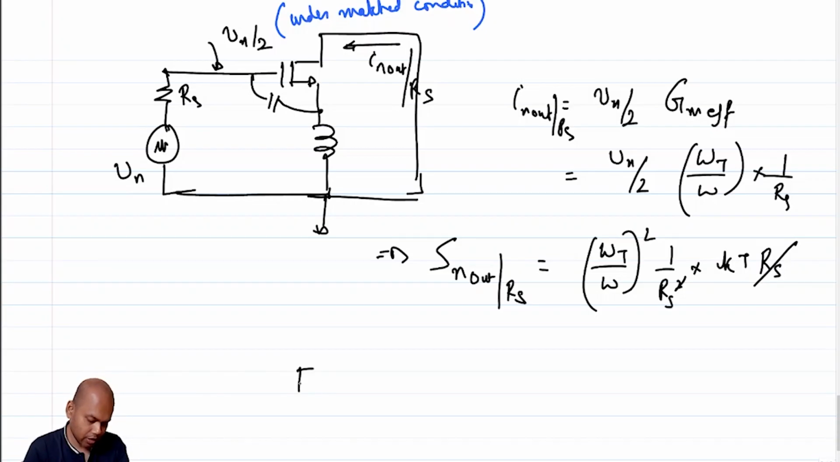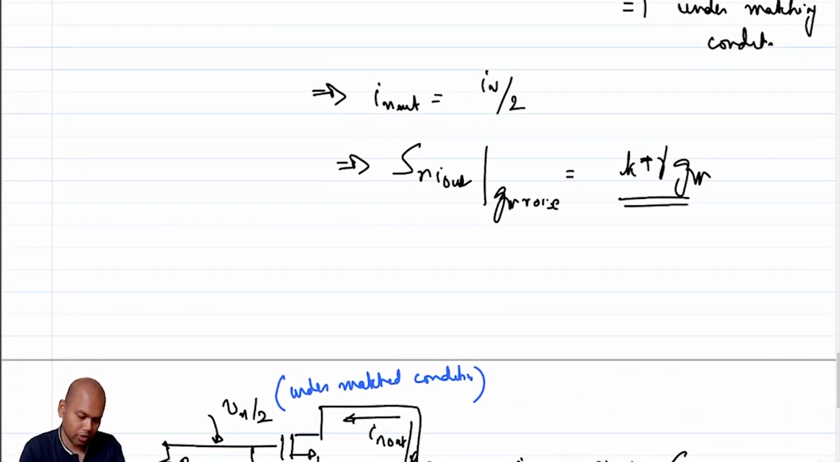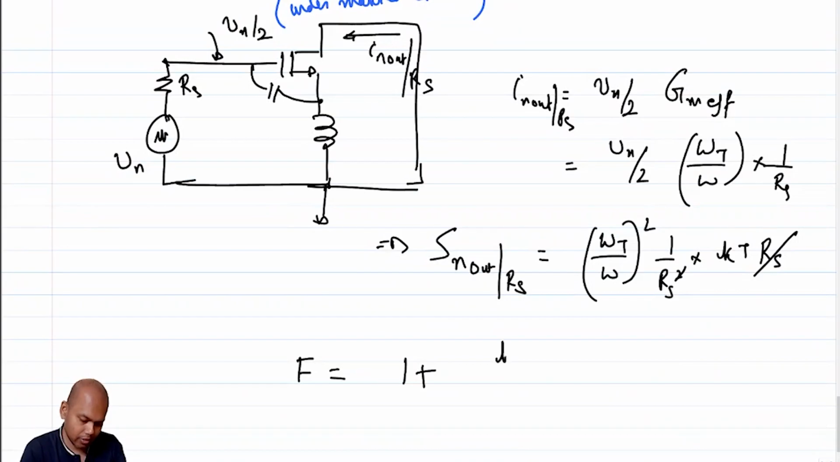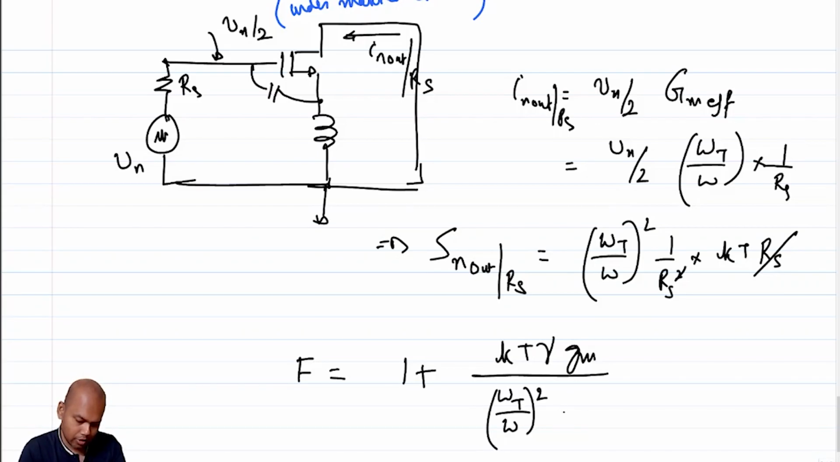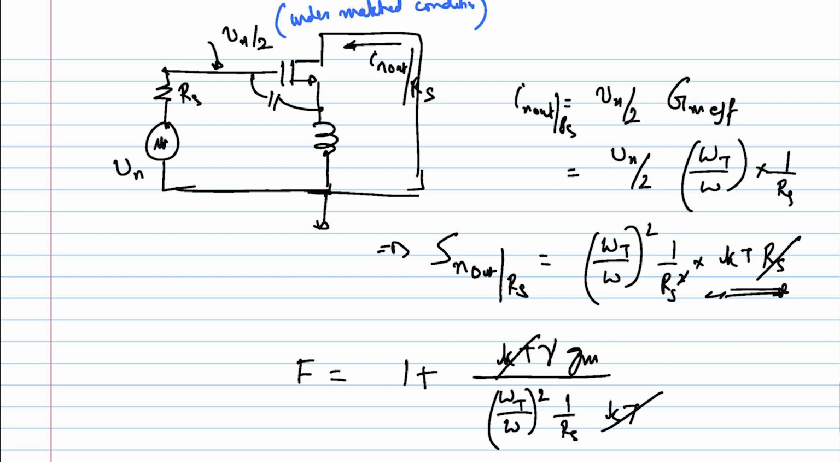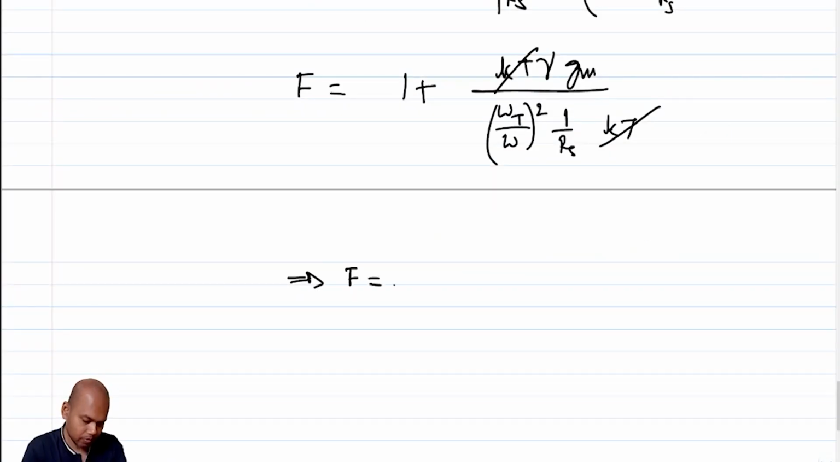So what is noise factor? Noise factor is basically the total noise divided by noise due to source, and total noise also has a noise due to source. So I get 1 plus that additional noise over the noise due to source. Additional noise is this, that is KT gamma GM by noise due to source, which is omega T by omega whole squared times 1 over Rs times KT. So this goes off. So I get a noise factor of 1 plus gamma omega by omega T whole square times Gm Rs.